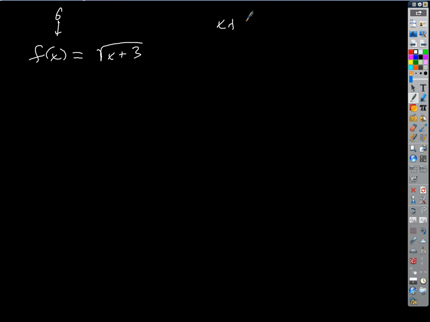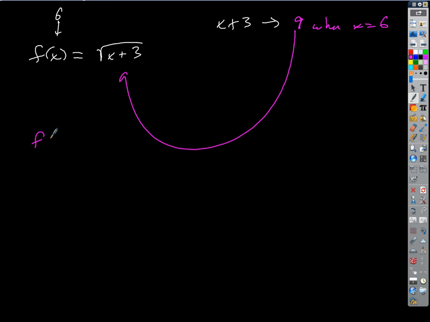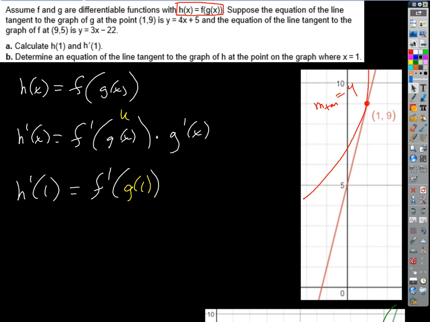X plus 3 is giving us an output of 9 when x equals 6. And so the 9 is what's going into the square root. So f of x equals the square root of that 9, which is 3. Like I say, it's not a big deal. You do it all the time. It's very familiar. But here it's a little stranger because we don't have the functions.